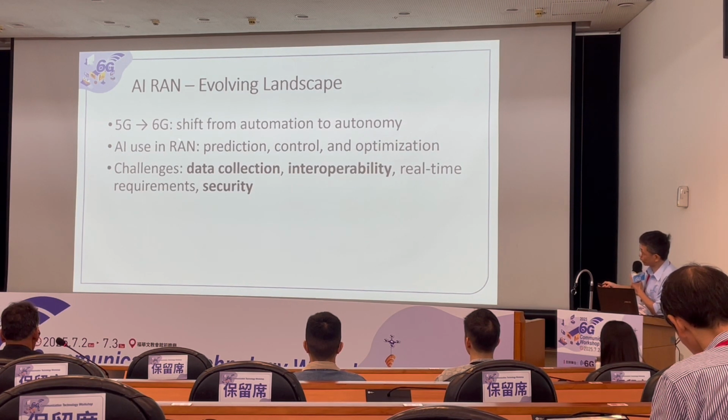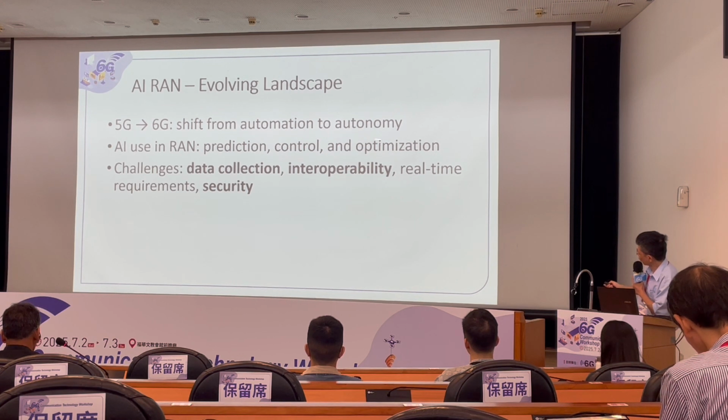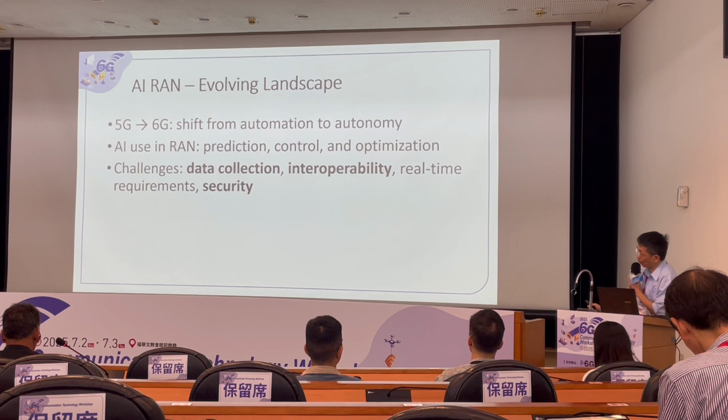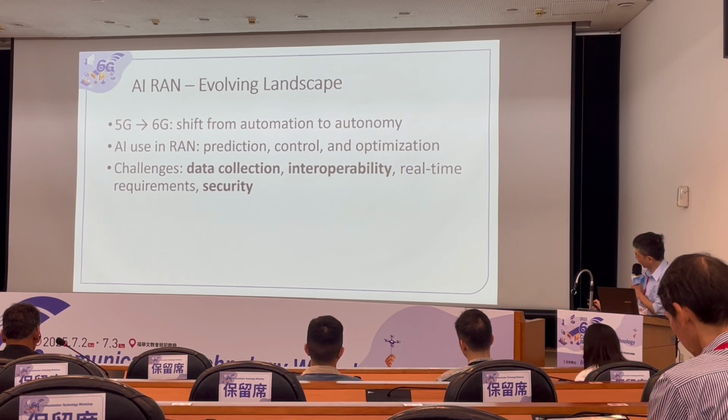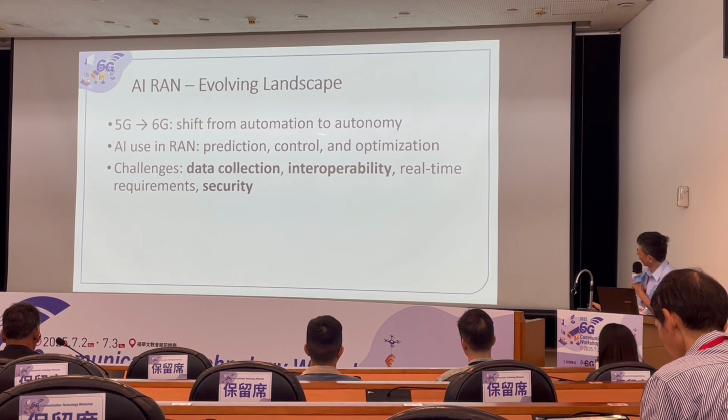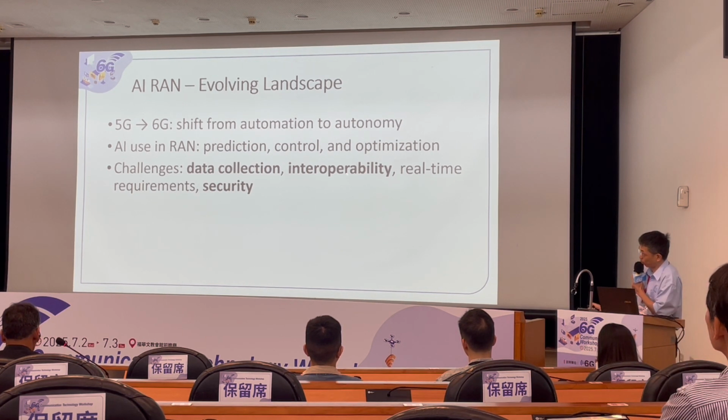From 5G to 6G, they start to shift from automation to autonomy. So AI used in the RAN is normally for prediction, control, and optimization. But the challenge, everybody talks about AI RAN applications, but the challenge is we need data. Everybody needs data. Another challenge is interoperability. When you want to have data, you need an end-to-end solution. So interoperability would be the key. Security is also a key challenge here.